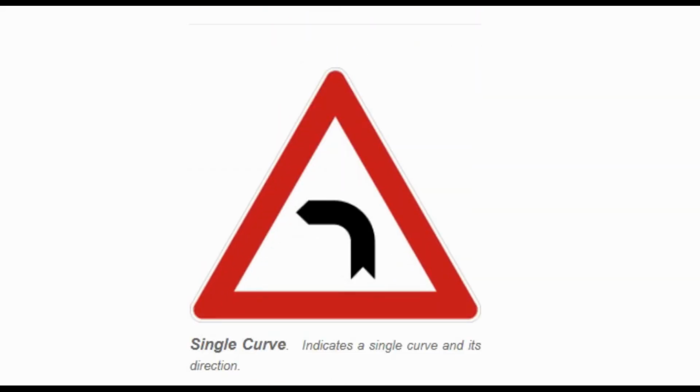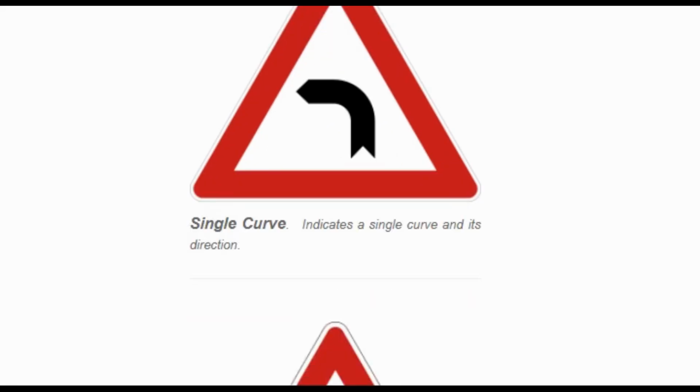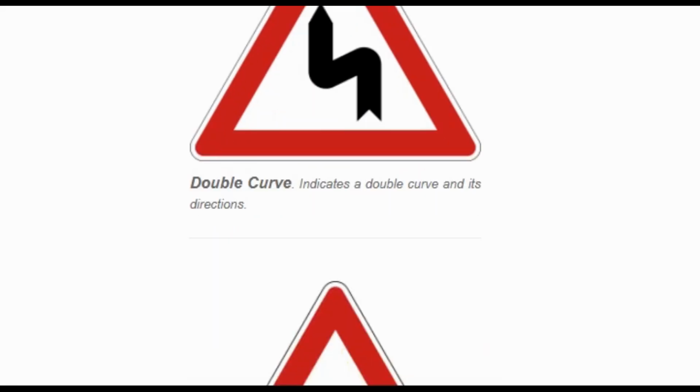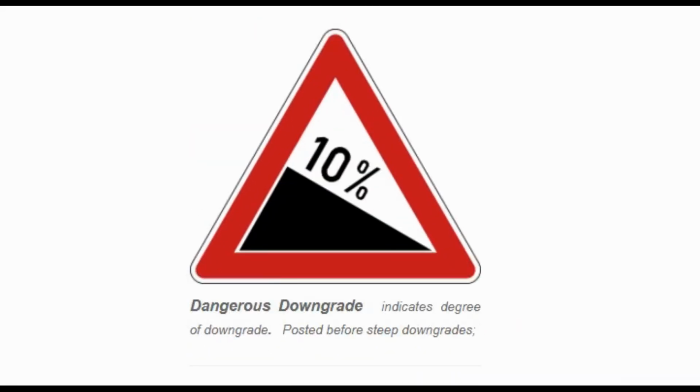Single curve indicates a single curve in its direction. You will see it to the left or to the right. Double curve indicates a double curve in its directions. Dangerous downgrade indicates degree of downgrade, posted before steep downgrades.